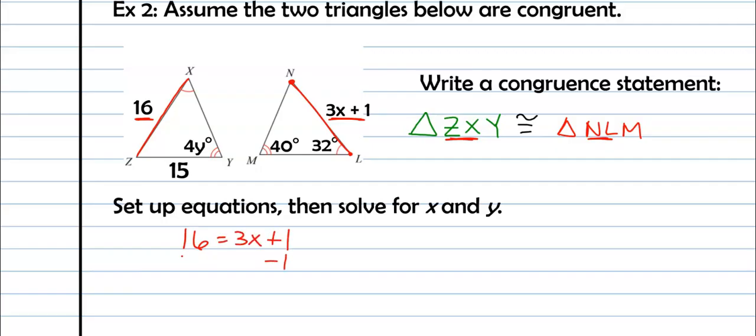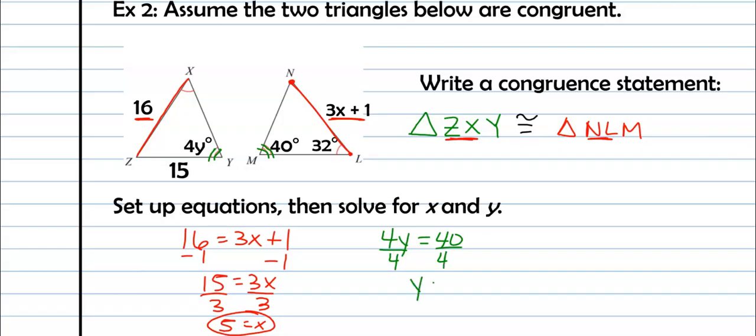So to solve that, subtract 1 from both sides. 15 equals 3x. Divide by 3. And 5 is equal to x. Or x is equal to 5. Circle that. All right. And then to solve for y, I noticed that y is down here where there's 2 angle marks, and 40 is by where we have 2 angle marks on the other triangle. So pretty simple one there. 4y has to be equal to 40, divide by 4, and y equals 10.